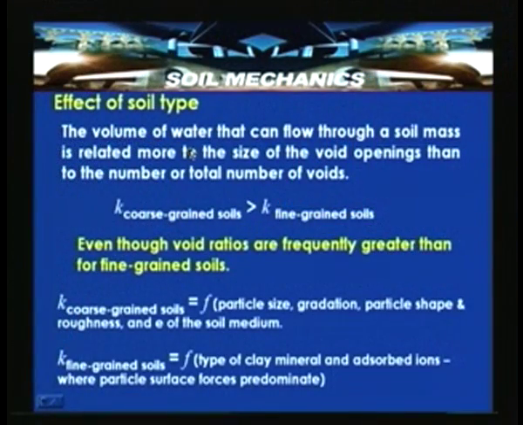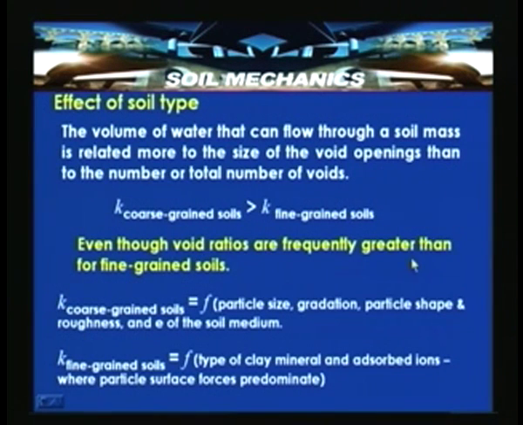So, having seen the compactive effort, now let us look into the effect of soil type. That is, the volume of the water that can flow through a soil mass is related more to the size of the void openings than the total number of voids. So, the K of the coarse grained soils is greater than K of the fine grained soils.